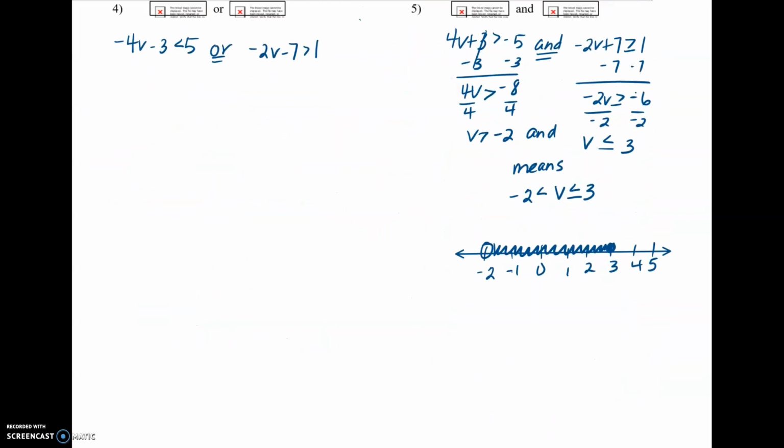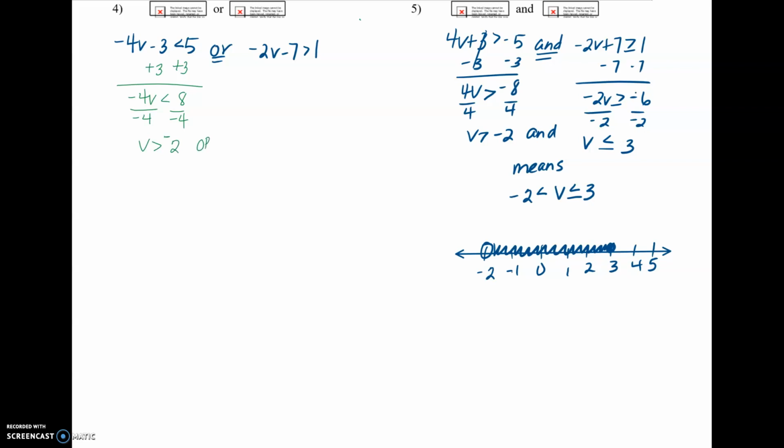Sorry, I started on the second page and then we'll go back to the first page. Number 4, let's go ahead and get v by itself by adding 3. You have -4v is less than 8. When you divide by that -4, remember to switch that inequality and make that v is greater than -2.